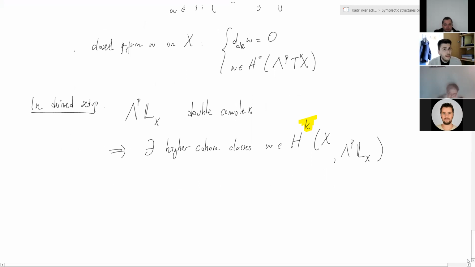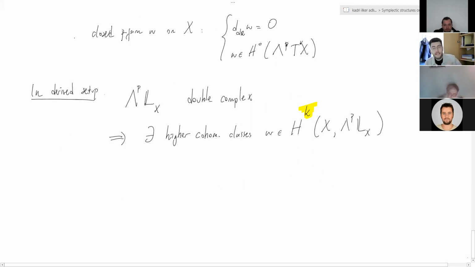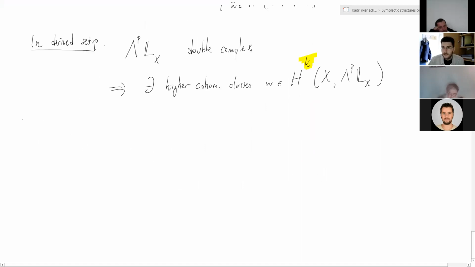Why? Because we now have some additional differential, right? An internal differential. Remember, we not only have the derived differential, but now we have an internal differential D. So therefore, we have the following definition.